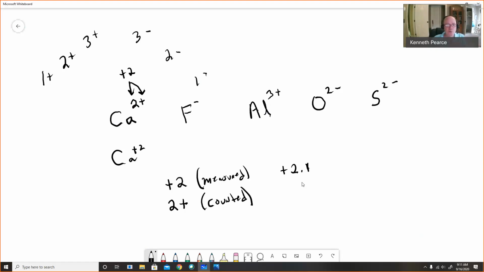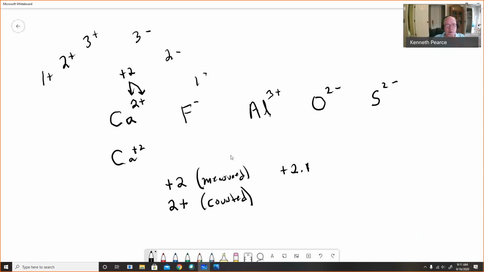So let's recap here. What does it mean when we say 2 plus? 2 plus means we're missing 2 electrons. We have 2 less electrons. The F minus has 1 extra electron because electrons are negative. Aluminum 3 plus means we're missing 3 electrons. The oxygen 2 minus means we have 2 extra electrons. And the sulfur 2 minus means we also have 2 extra electrons. Okay?